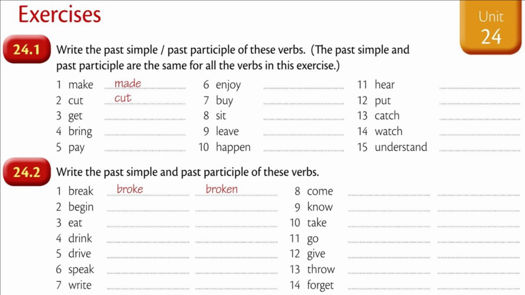24.2. Write the past simple and past participle of these verbs. Number 1. Break, broke, broken. Number 2. Begin, began, begun. Number 3. Eat, ate, eaten. Number 4. Drink, drank, drunk.